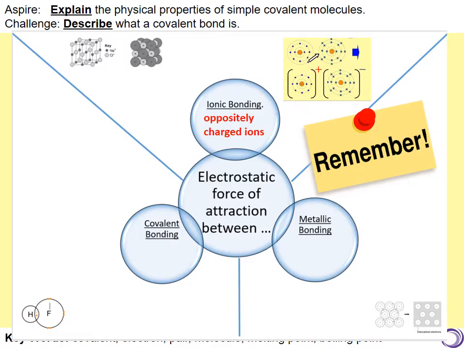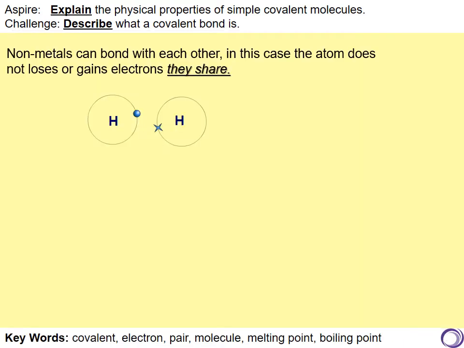So previously, when we've looked at bonding, we said that all types of bonding involve the electrostatic force of attraction at some point. And in ionic bonding, that electrostatic force of attraction was between oppositely charged ions. But in today's lesson, we're looking at covalent bonding, and this is slightly different.